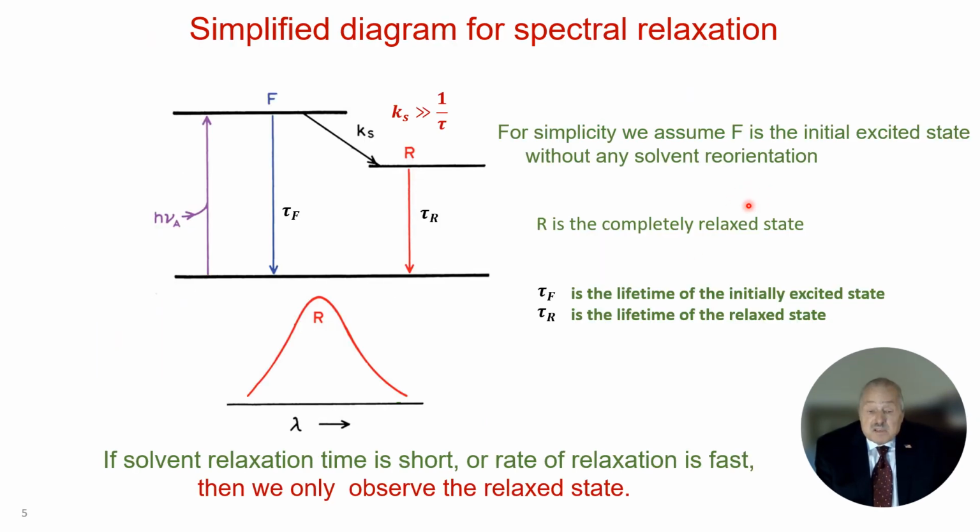To explain this, let's start with a simplified diagram for spectral relaxation, where we just have the molecule going to the excited state. It can emit or it can relax. If this solvent relaxation rate is very quick, all we observe is the completely relaxed emission of the fluorophore. We don't see emission from the initially excited state, which would have been here at shorter wavelengths.